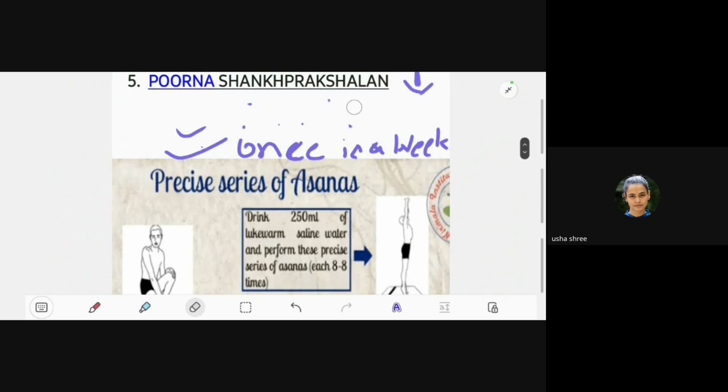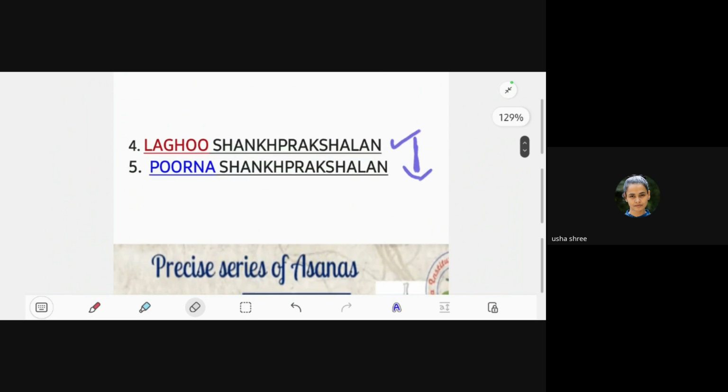Or in Panchakarma, it is very common. You don't have to write this about Panchakarma, it is just for your understanding, that in Panchakarma it is usually performed.